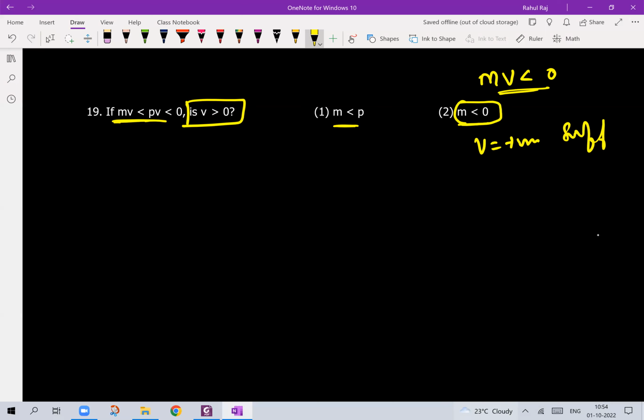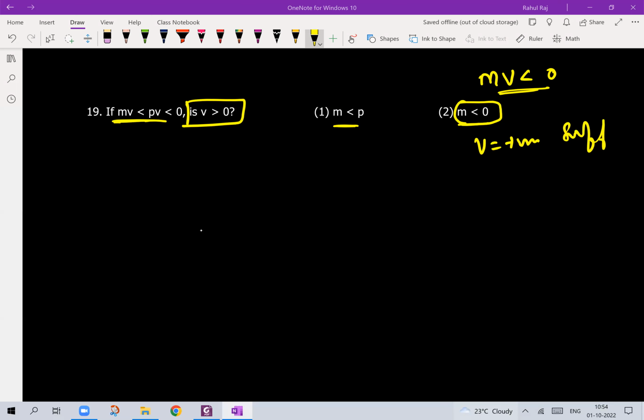Any doubt? Anyone, any doubt? Rahul, please tell me. Is it clear? Shaurya, is this clear? Yes, Rahul. Perfect.